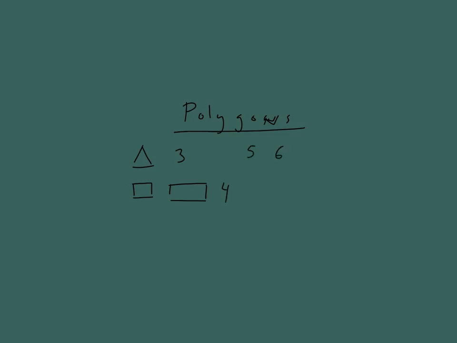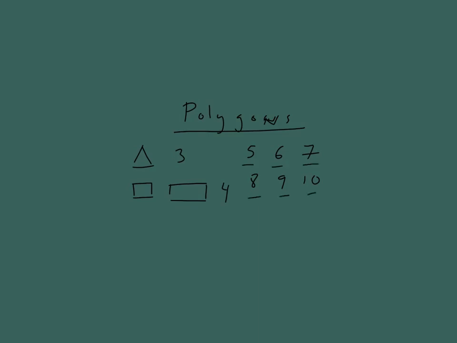6 is hexagon. 7 is heptagon. 8 is octagon. 9 is nonagon. And 10 is decagon. Okay, you only need to know up to 8, 9, 10.